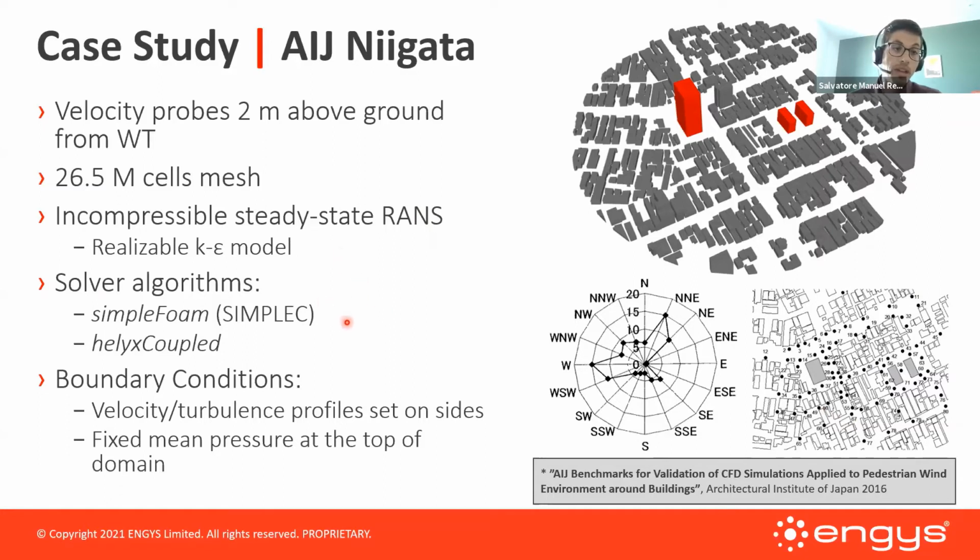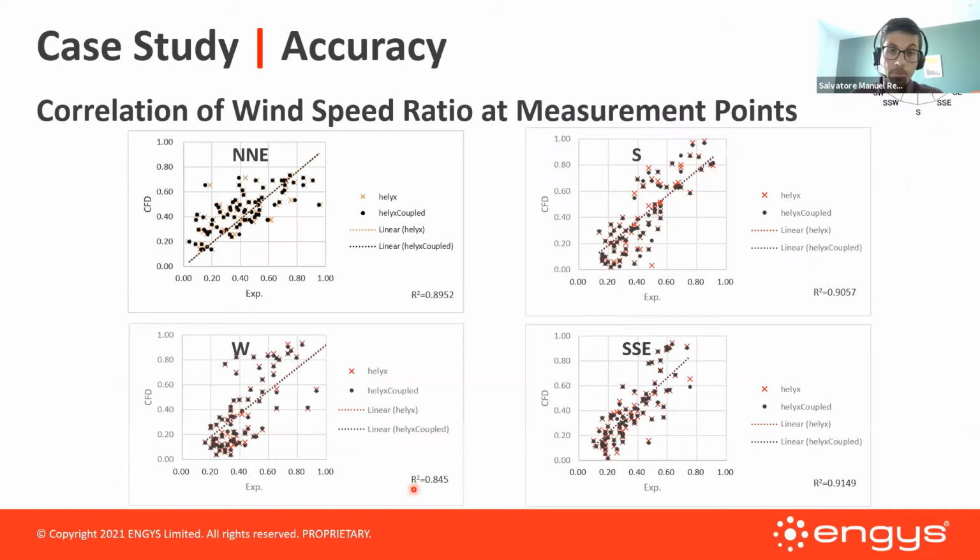We compare 2 solver algorithms, the segregated solver, which basically runs simpleFoam, and Helyx coupled. For simpleFoam, we use SIMPLEX settings and quite aggressive relaxation factors, so it's quite tuned. And in terms of boundary conditions, we fix velocity and turbulence profiles on the sides of the domain and fixed mean pressure at the top. And now let's have a look at the results. This slide presents the accuracy.